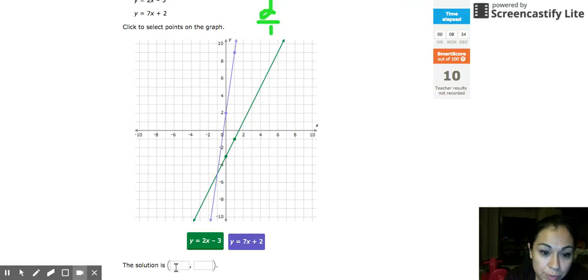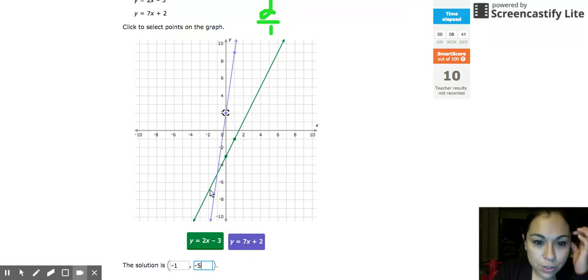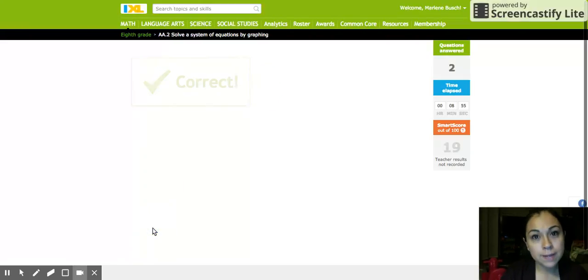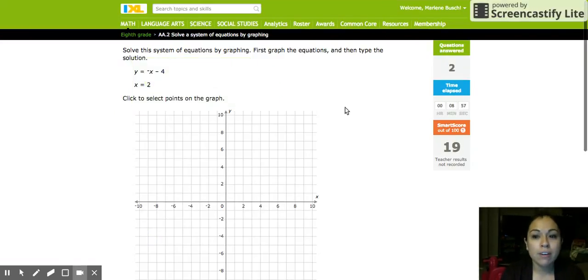Just because there isn't a number there, it doesn't mean that there's no solution. You got to be careful and read that graph. So again, look at where these lines cross: -1. And what's in between 4 and 6? 5. Okay, so go ahead and submit. Let's see if we got our answer right. Beautiful, you got it correct.